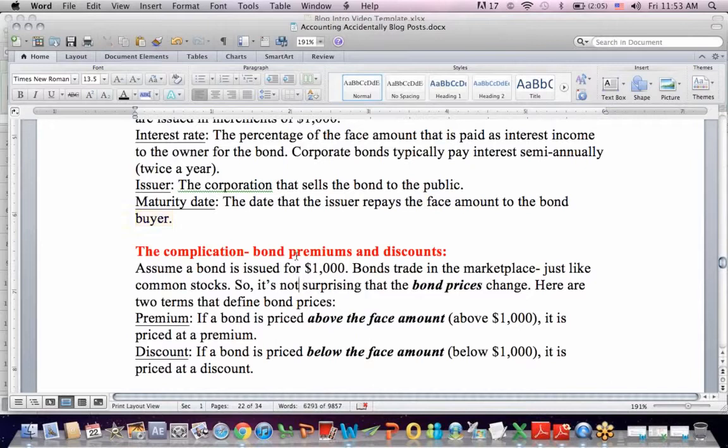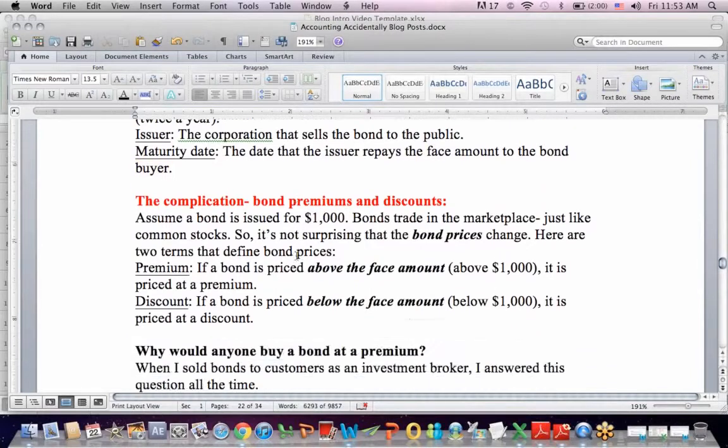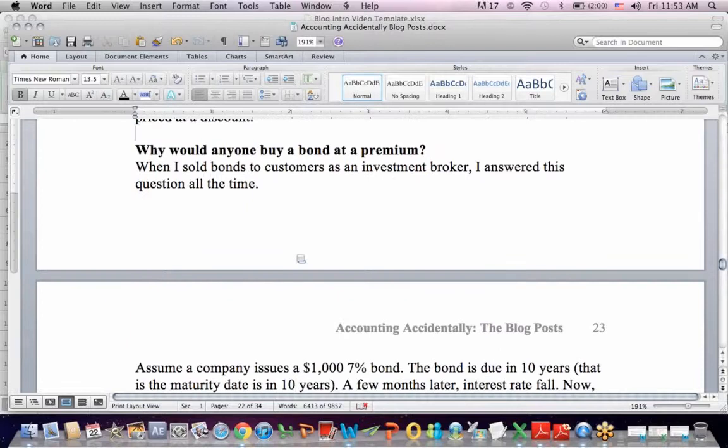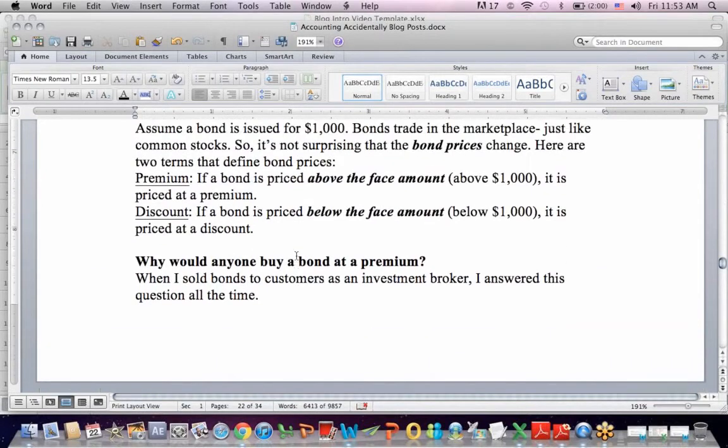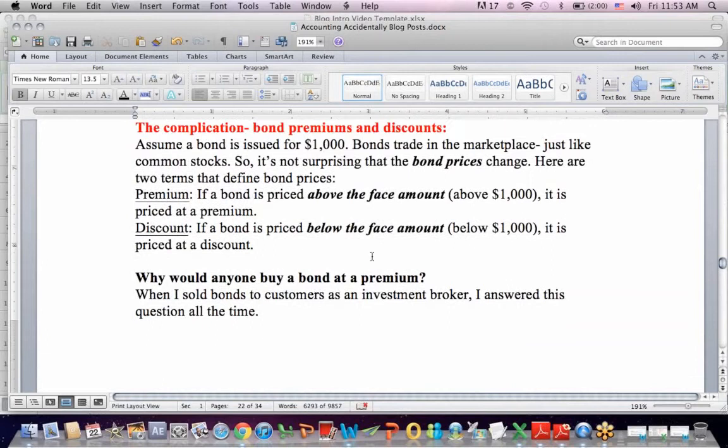Now, there's a complication that I just mentioned. Once the bond starts trading in the marketplace like any other security or any other investment, the value in the marketplace, the market price, can change, and that's how we end up with premiums and discounts. So a bond's issued for $1,000. Bonds trade in the marketplace. Because they trade and they're bought and sold, it's not surprising that the bond prices change.